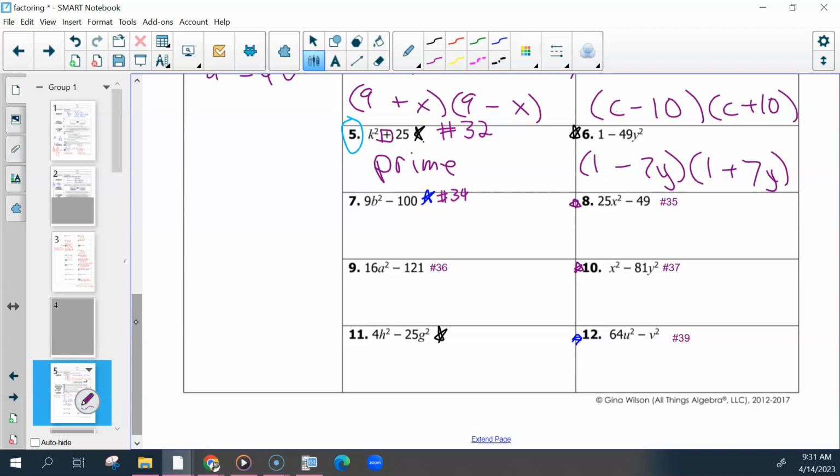So then what would the two factors of number 9 be? 3b and 10. So 3b plus 10, 3b minus 10. So when I ask for the factors, make sure you're saying that. 3b plus 10, 3b minus 10, because that's your actual factors.